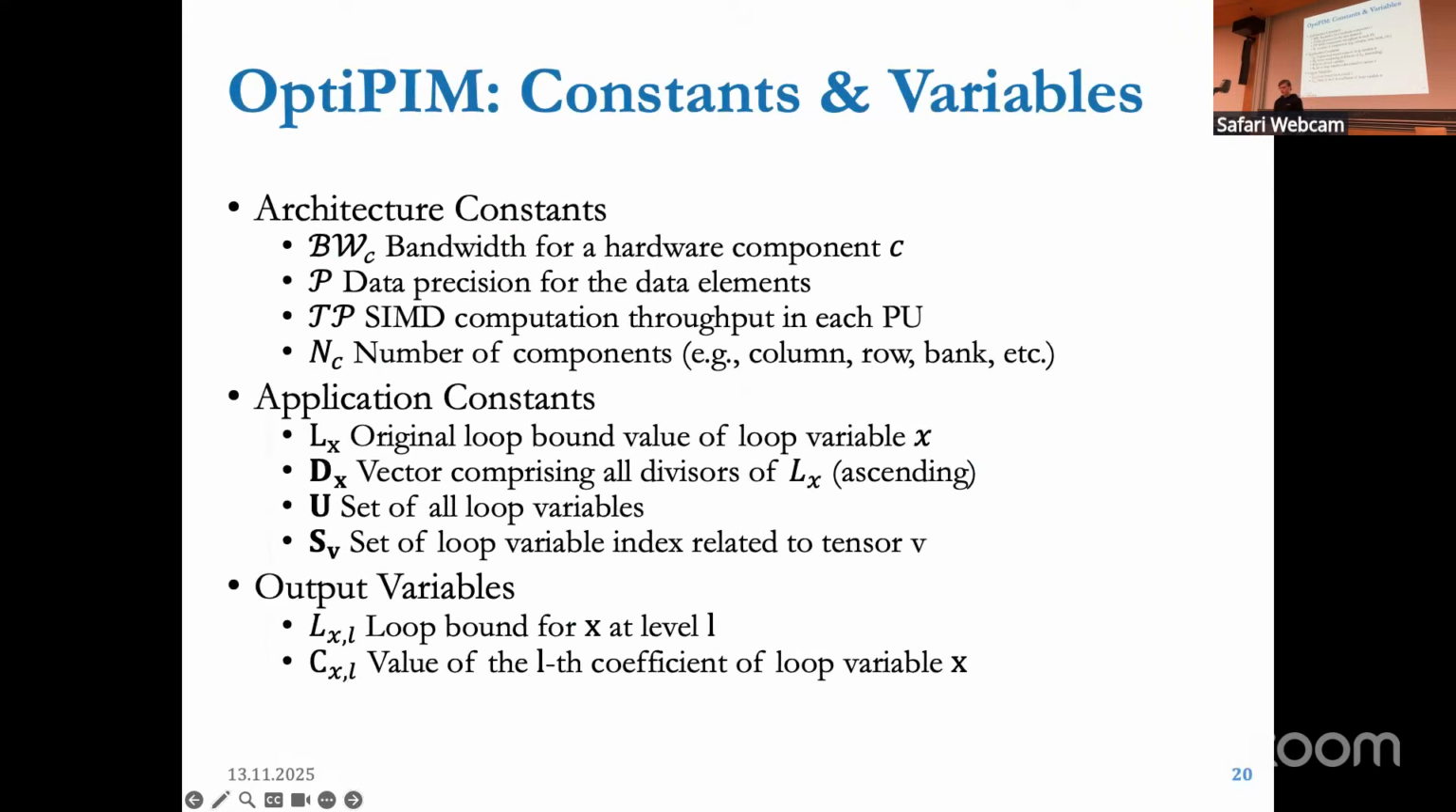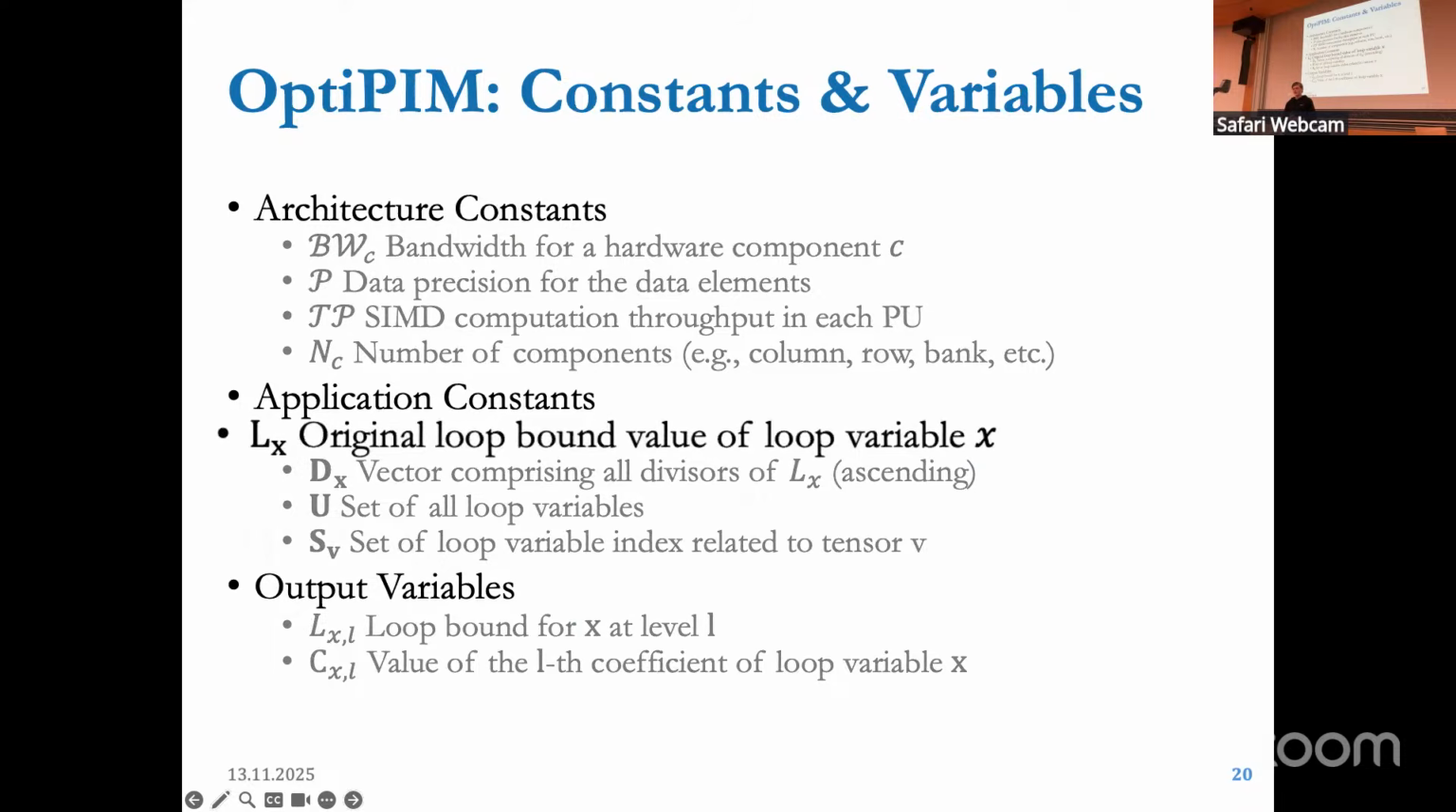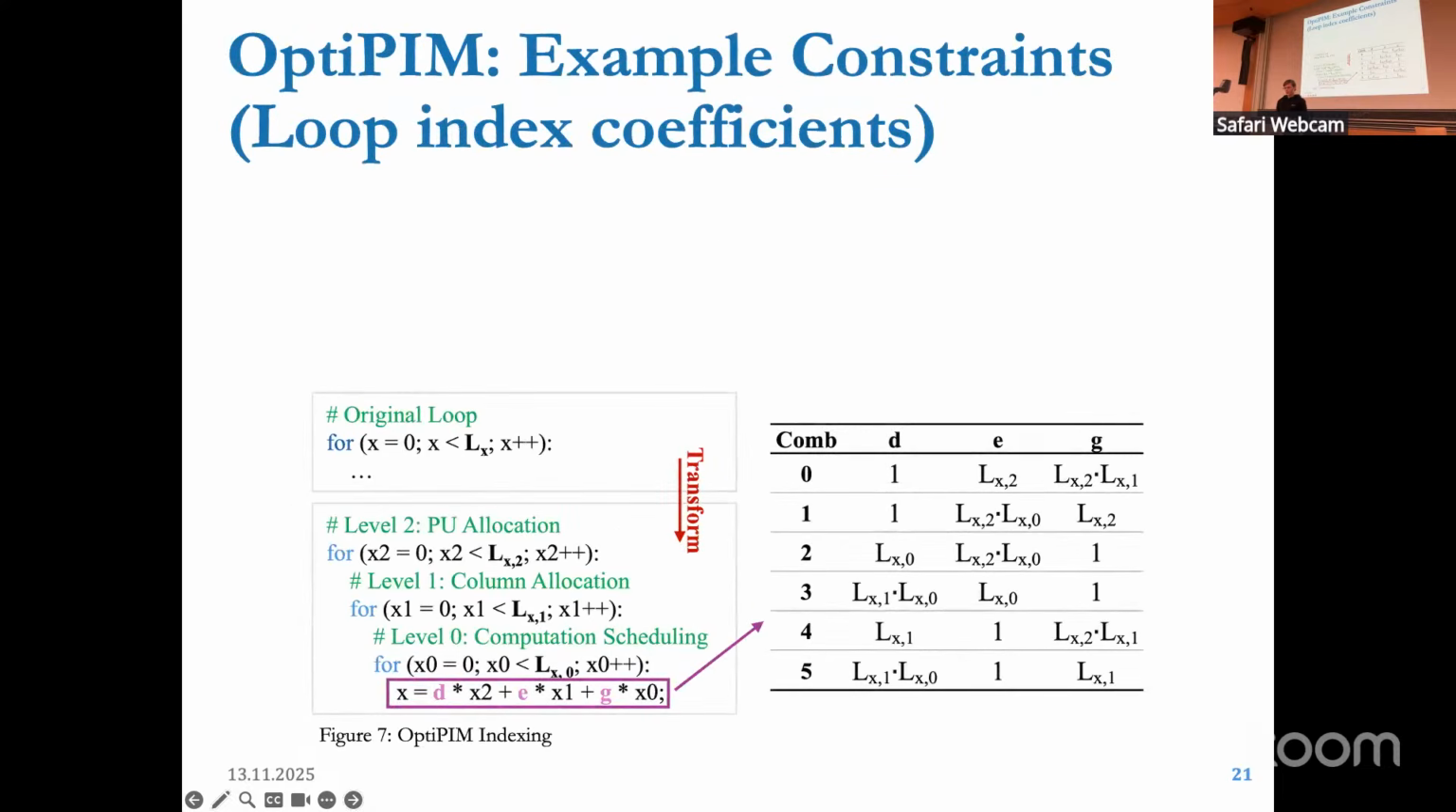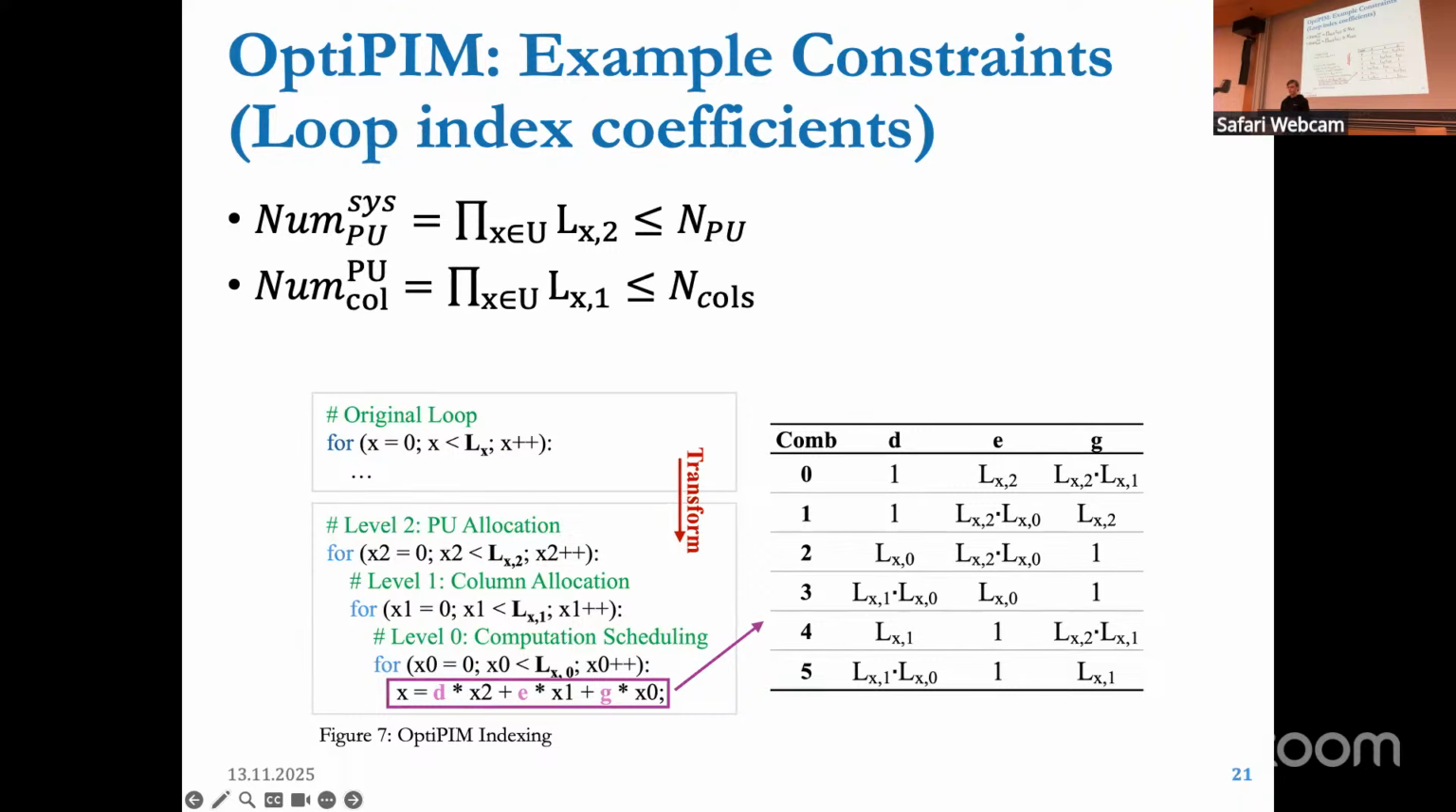This slide is probably the most complicated, but don't worry, I won't explain all of it. I'm just going to focus on one of them, which is the original loop bound and how we are splitting up the loop bound. You can see that OptiPIM has a lot of constants and variables, and these are not even all of them. And for every one of these constants and variables, you need some constraints, not only one, to make them valid. So let's just focus on this one. The number of processing units that we use in our representation, numsys sub u, has to be smaller than the number of processing units that we have. And the same also has to hold for the columns and for the temporal scheduling within the columns.